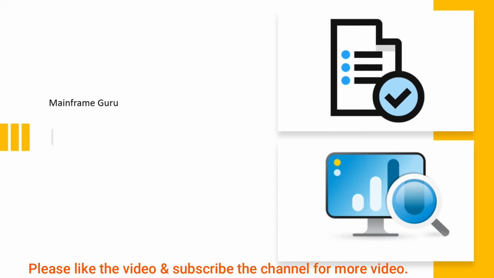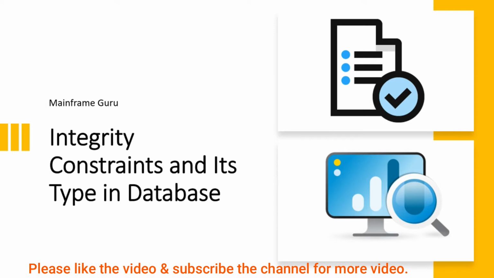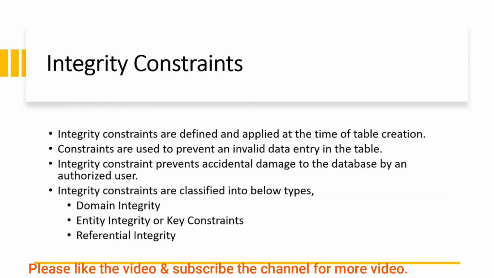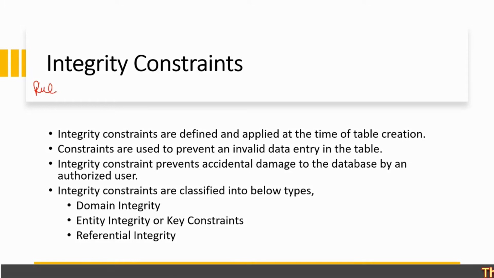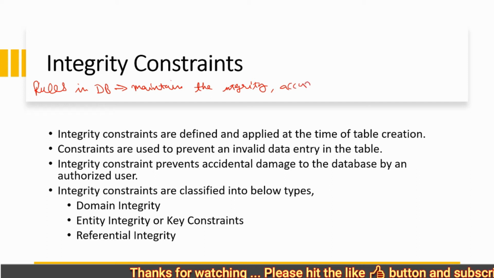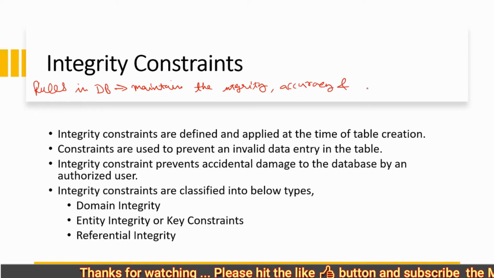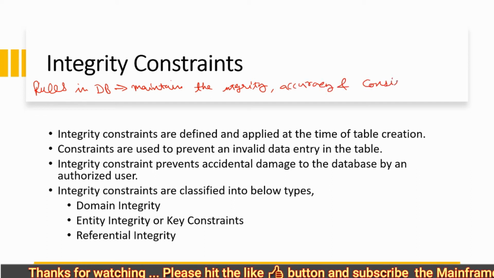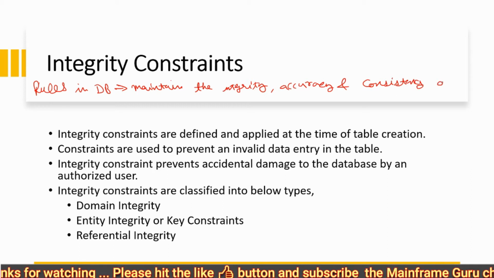Today, I am going to discuss integrity constraints and its types in database. First of all, what are integrity constraints? Integrity constraints are rules in database which are used to maintain the integrity, accuracy, and consistency of data.